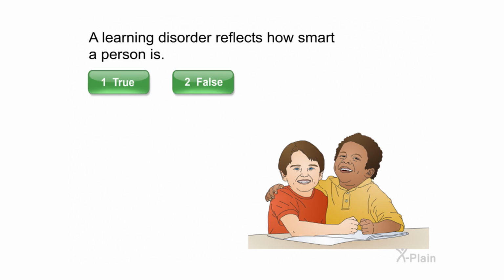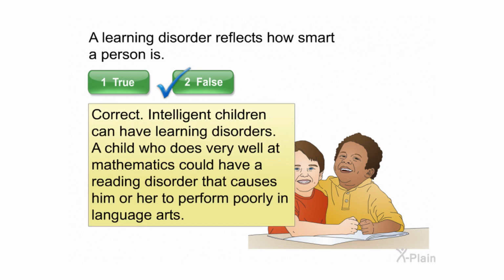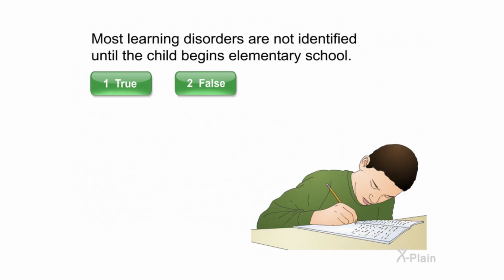Select true or false. Correct. Intelligent children can have learning disorders. A child who does very well at mathematics could have a reading disorder that causes him or her to perform poorly in language arts. Most learning disorders are not identified until the child begins elementary school.